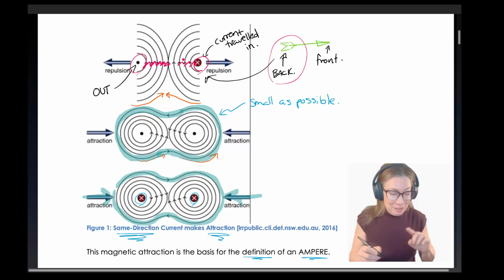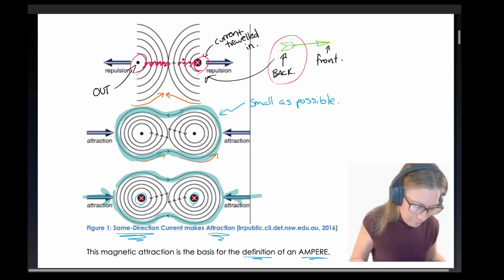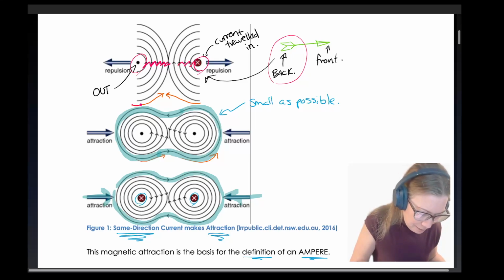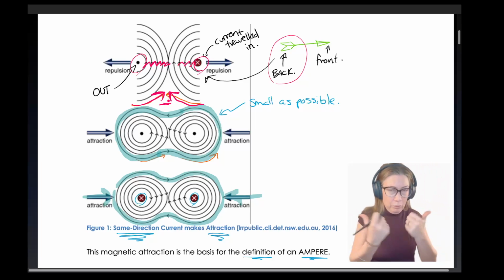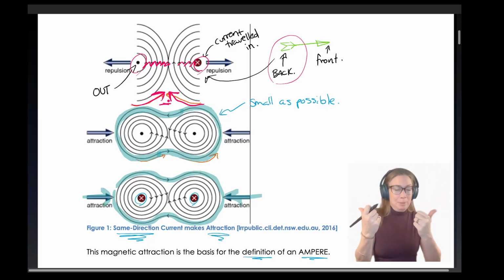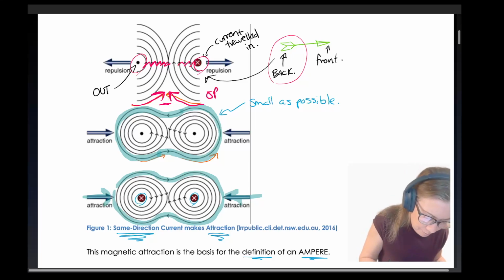Now I'm going to look at two cases. That had them going this way and then this way. So they're opposing each other, right? Their repulsion is happening. So this is opposition.